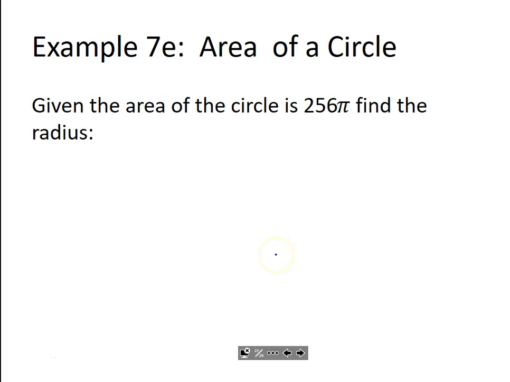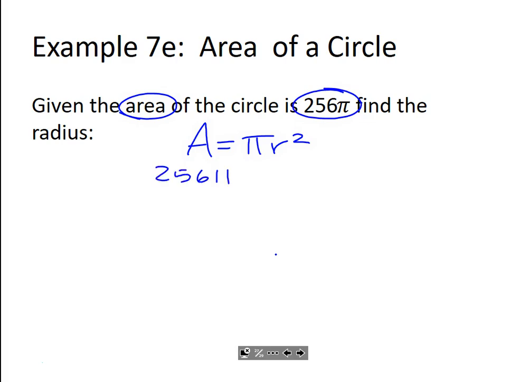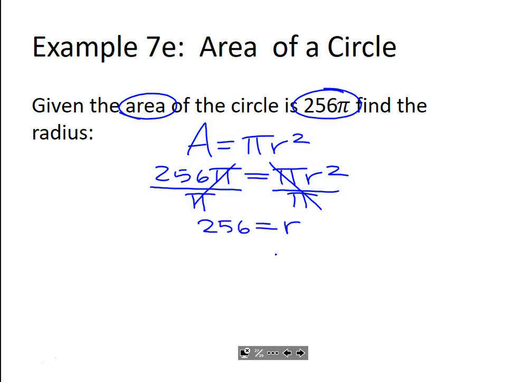Now this next problem, it's the area of a circle. Now we're going to go ahead and use our formula for area of a circle. Area equals pi r squared. And then we're going to take this, it says that that's our area, so we're going to go ahead and plug that 256 pi into the problem. And you should immediately see that we got pi on both sides. So we're going to go ahead and divide by pi here. And we're going to divide by pi here. That means pi's gone from there and it's gone from there. So we're left with 256 is equal to r squared.